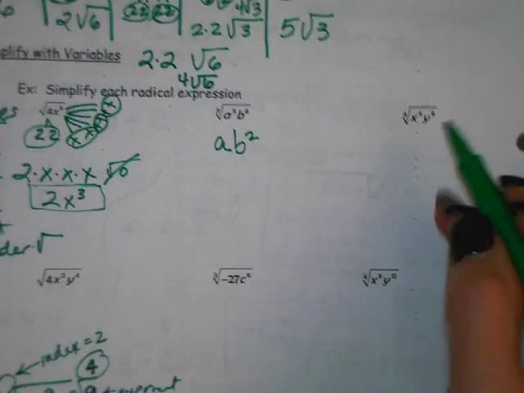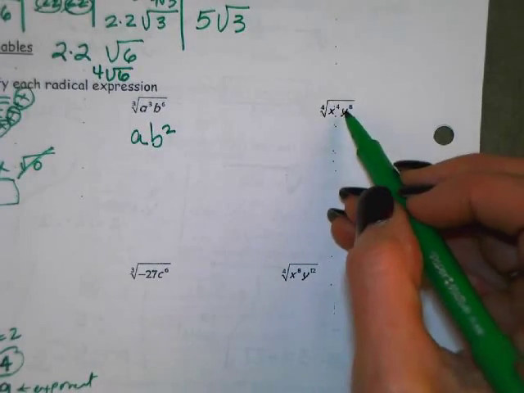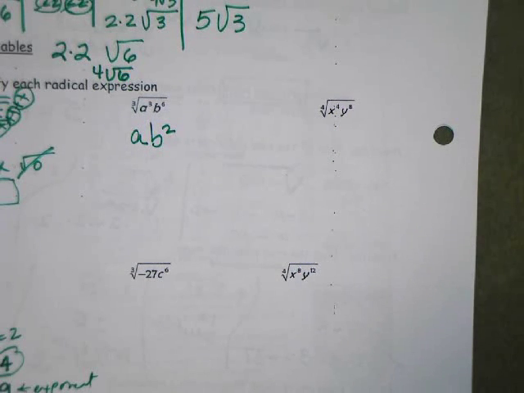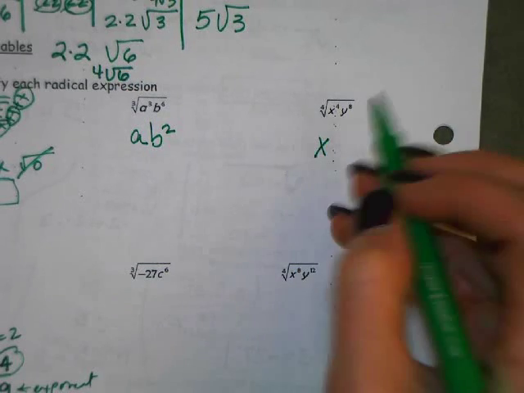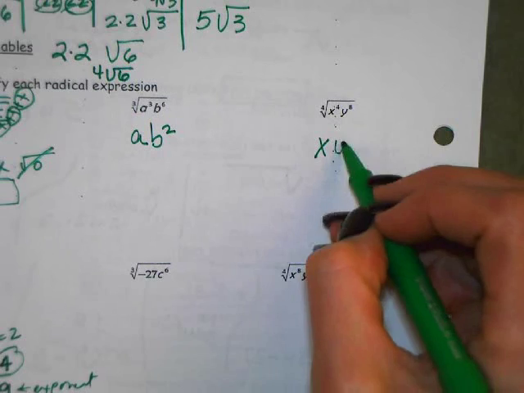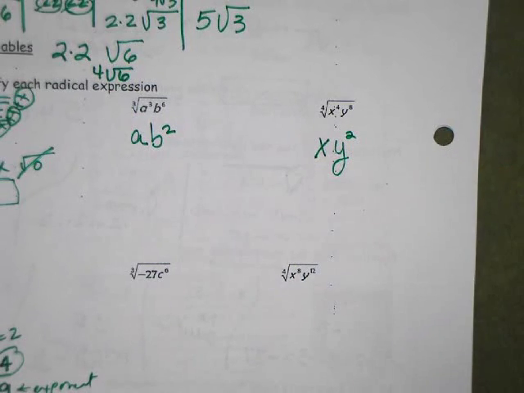Okay? Alright, let's look at the 4th root of x to the 4th, y to the 8th. 4 divided by 4 is what? 1. So I have 1x I can bring out. 8 divided by 4 is how much? 2. So I have 2 y's I can bring out.